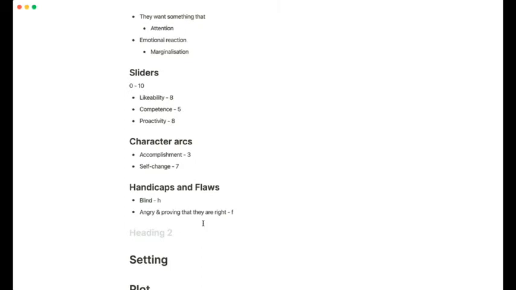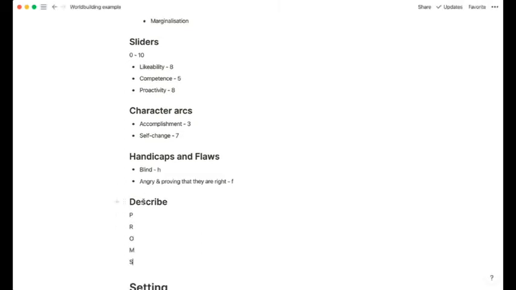Next, we look at question 5: how would this character describe things? And we're going to use the PROMS framework. So P is for past. This would be relating to times that they have been marginalized and events that they have been in.